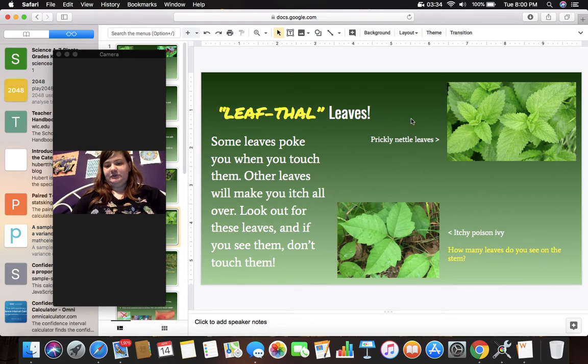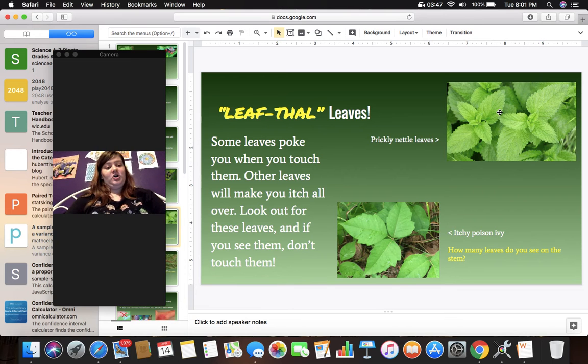Yes, good. These are nettle leaves, and you can see here they have little spikes at the top of them. So when you touch them, they're going to hurt you badly. I remember stepping on one of those once when I was barefoot running in the grass. It hurt so bad I started crying. So don't step on the nettle leaves.